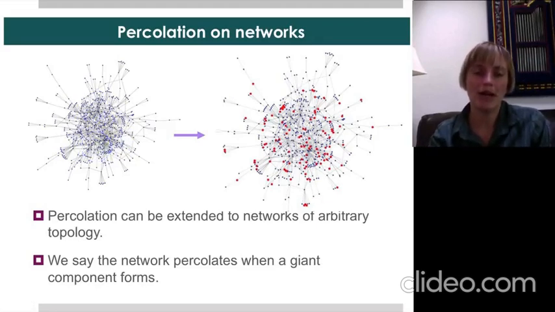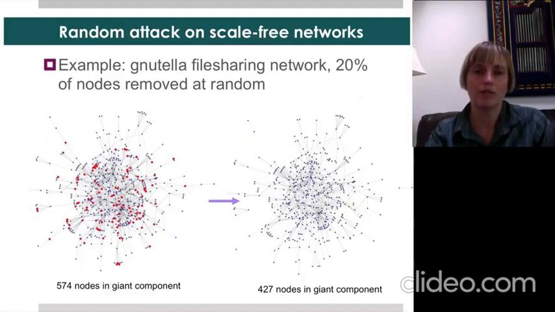So what happens if we remove a random fraction of those nodes? Well, the network actually barely notices. So here we've removed 20%, a fifth of the nodes at random, and it looks basically the same. If we look at the size of the giant component, the only thing it's really lost are those nodes that we removed. So what happened?